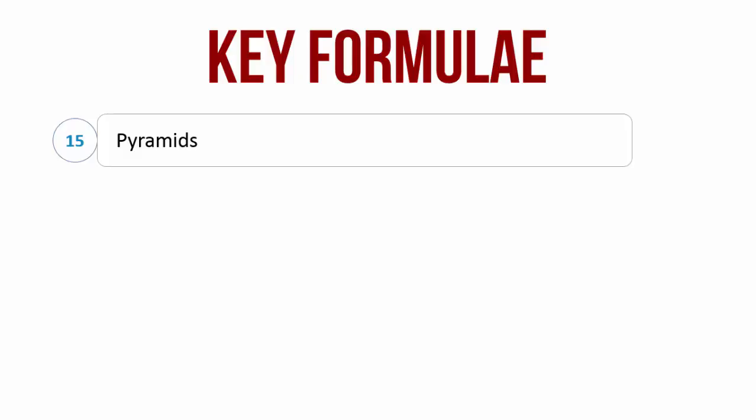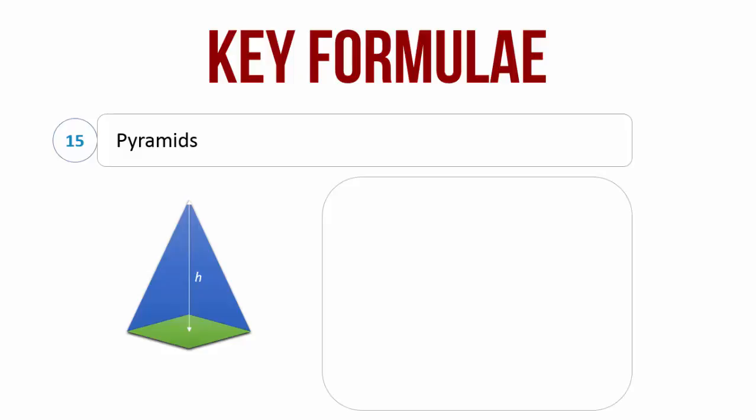The last shape we'll look at is a pyramid. You must be familiar with what a pyramid is like from all those photographs you might have seen of pyramids in Egypt. Now the pyramid will have a certain height h and a base that will have a certain area. The volume of this pyramid is 1/3 the area of the base multiplied by the height.